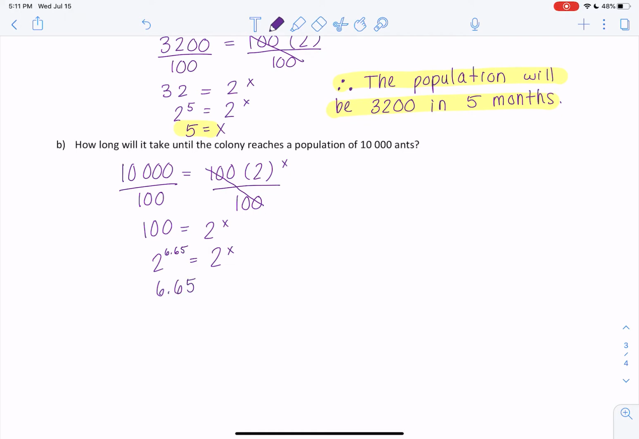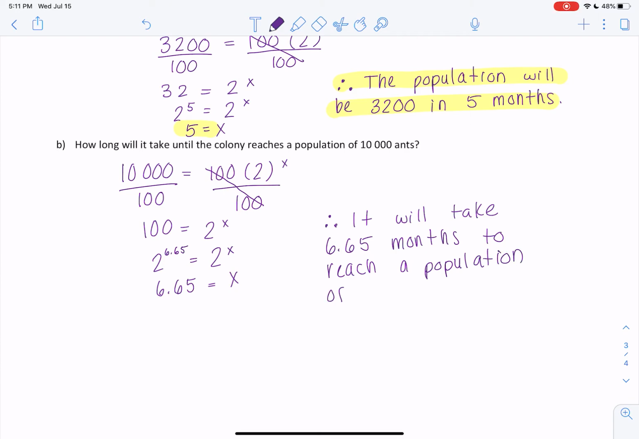There really isn't a better way until you take grade 12 math. So we'll say, therefore, it will take 6.65 months to reach a population of 10,000. And that would be our final answer. So unfortunately for these ones, there isn't a super nice way to find it. So just start finding close numbers and get closer and closer in between until you find a number that's pretty close.